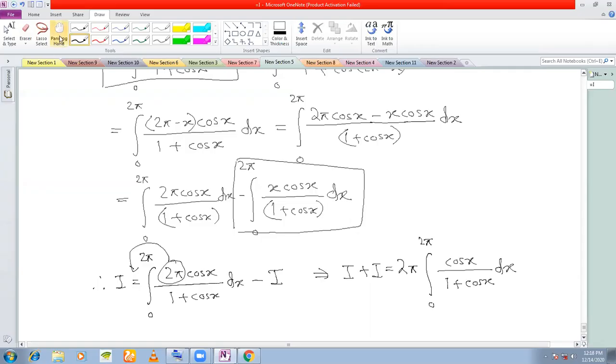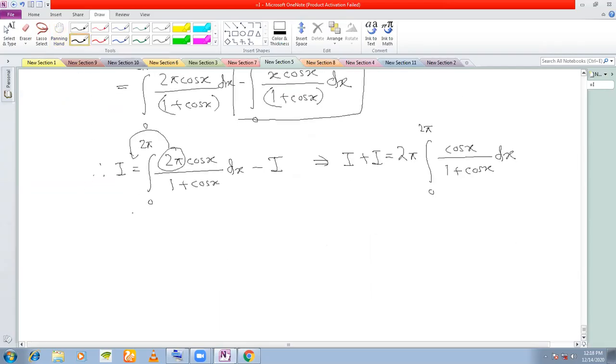Now the only problem is to evaluate this integral, cos x by 1 plus cos x. And how to evaluate this integral? See that you have cos x in the numerator and 1 plus cos x in the denominator. You try to write the numerator like the denominator. You write 1 plus cos x in the numerator, but you simply have a cos x, so you subtract 1. Divide by 1 plus cos x dx, and your limits here are 0 to 2 pi.